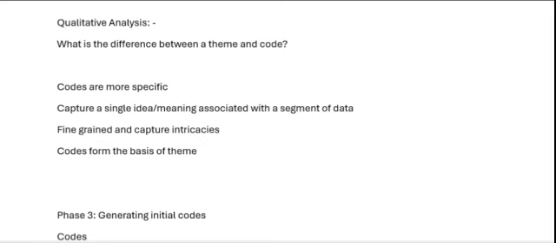Malterud, 2016. It depends on the research question, method, sample, and data. Analysis can be by hand or using software. There is no one way, but it should be systematic.